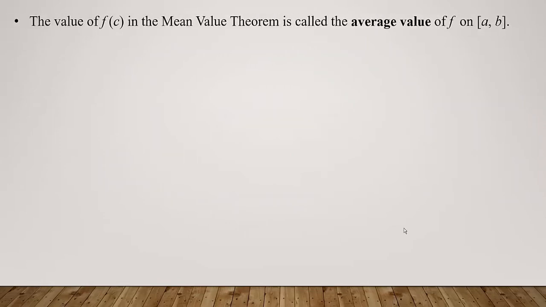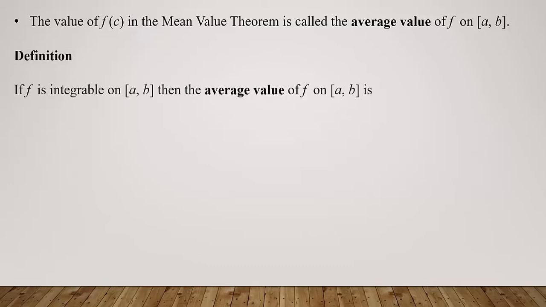That value, f of c, in the mean value theorem, has a special name. It's called the average value of f on closed interval [a, b]. So we can determine the average value by simply doing 1 over b minus a times the integral from a to b of f of x dx.